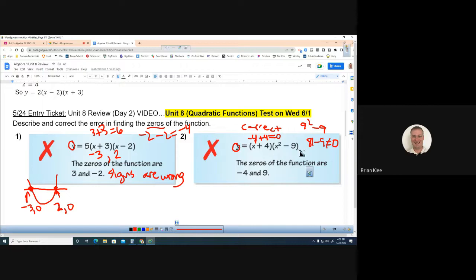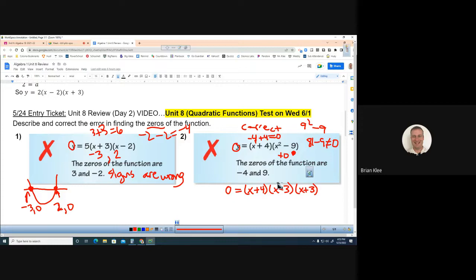Well, this part actually factors more. It's a perfect square. The complete factorization of the problem should have been x plus 4. They had that part right. Now, what multiplies to be negative 9 and adds up to be 0? Well, because we don't have an x term, the answer is x minus 3 and x plus 3.